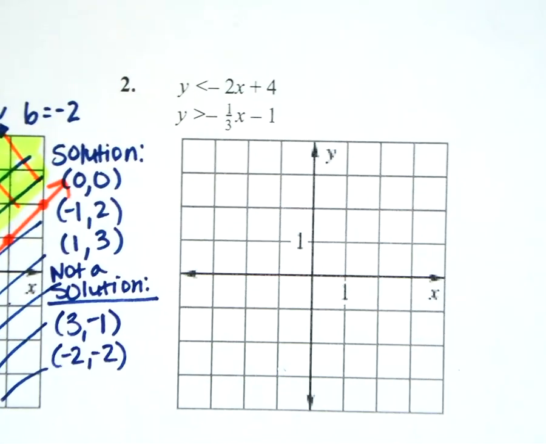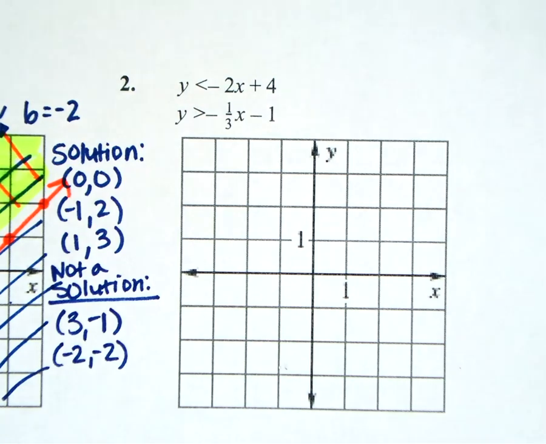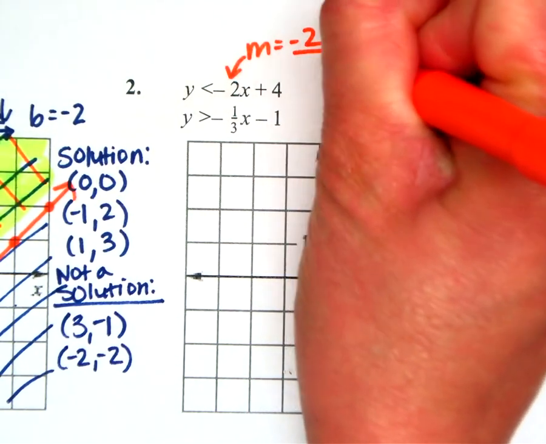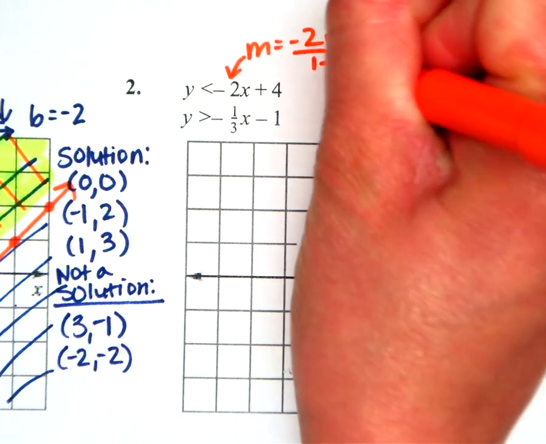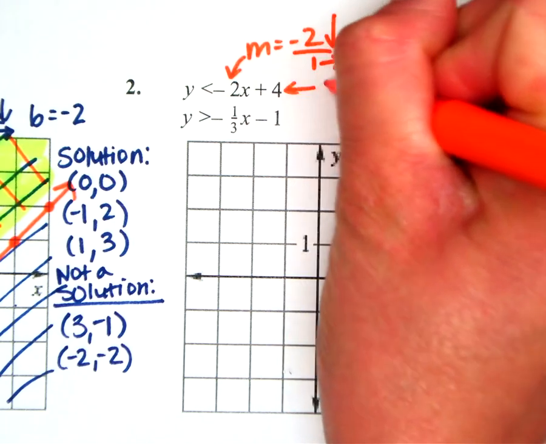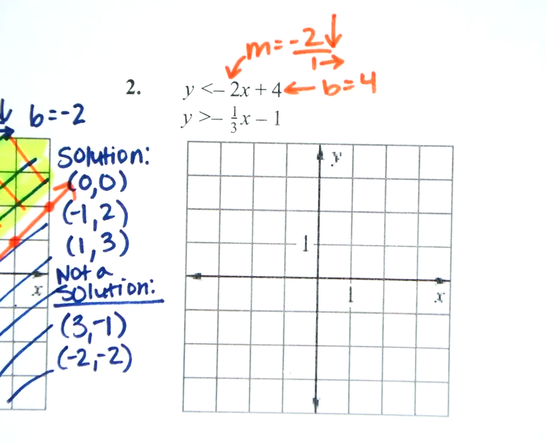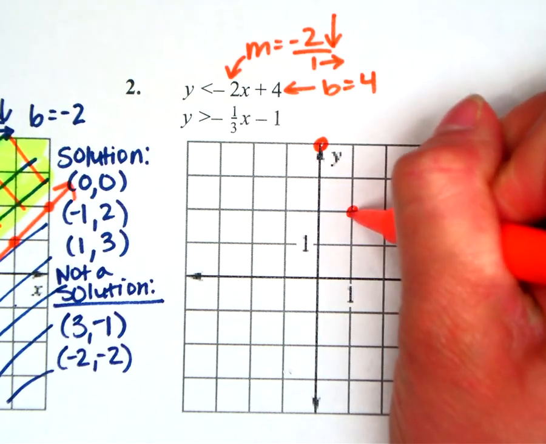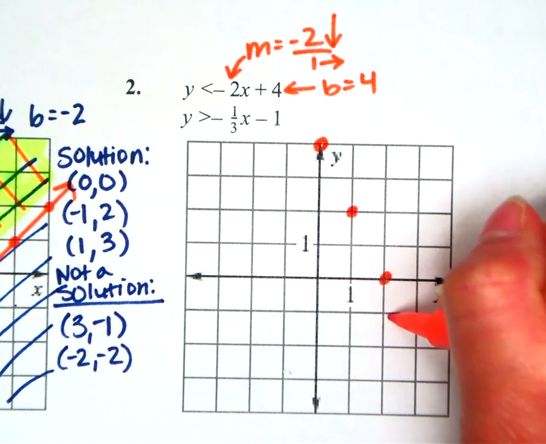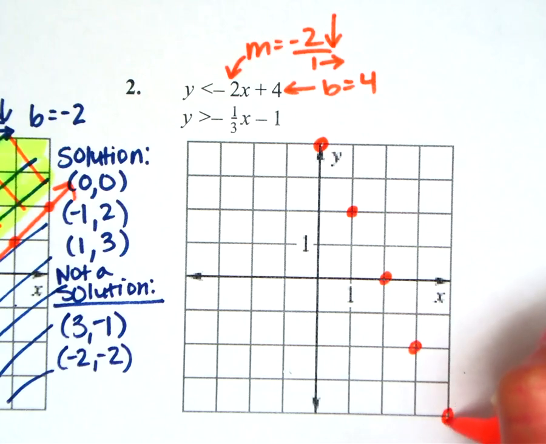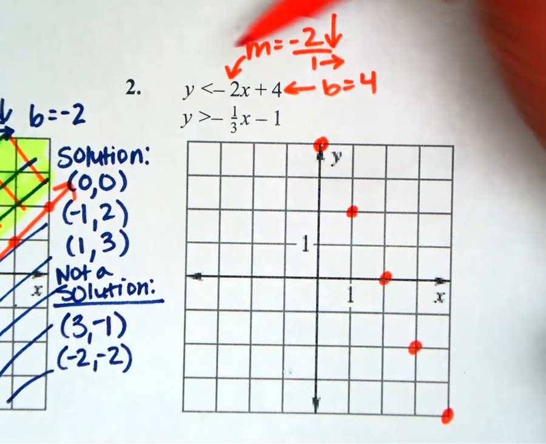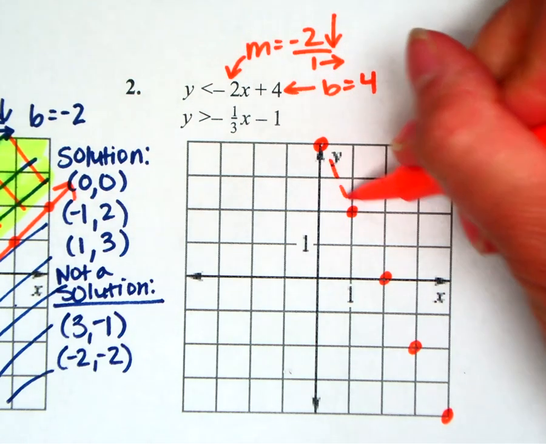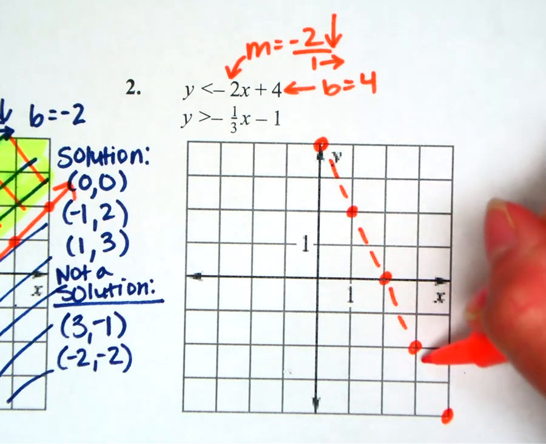In the next example, we have y is less than -2x plus 4. So -2 is my slope, and it means I'm moving down 2, right 1. B is 4, my y-intercept. So I'm starting at +4 on the y, and I'm going to move down 2, right 1, down 2, right 1, down 2, right 1, down 2, right 1. So next I need to ask myself, is this a solid or dashed line? This is going to be a dashed line, so I'm going to draw a dashed line.